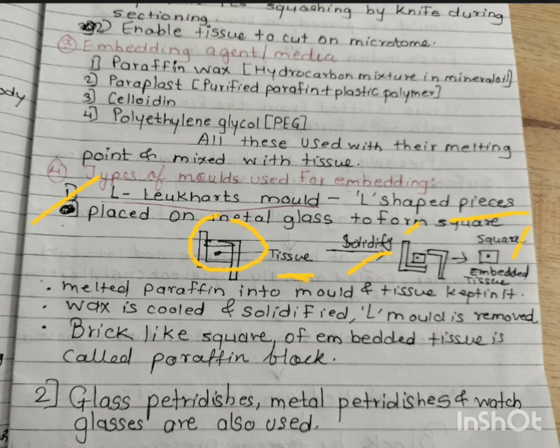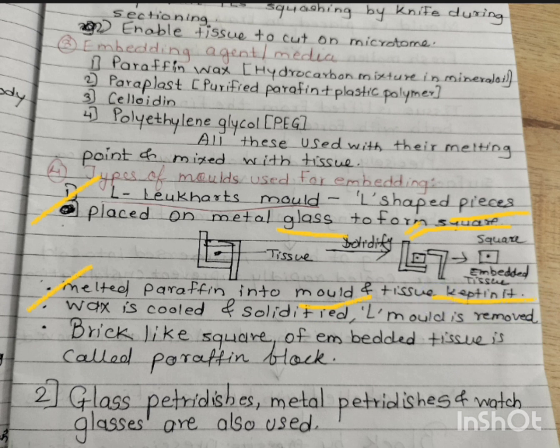So this is what is routinely used, that is L-shaped pieces placed on a metal glass. So it must have some base. What is the base? A metal glass. They are placed on a metal glass to form a firm square. Okay. Then melted paraffin is placed into the mold and tissue is kept in it.